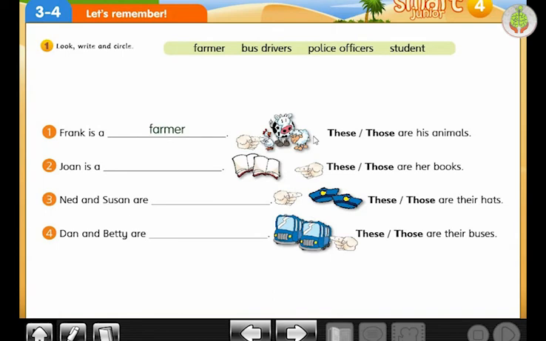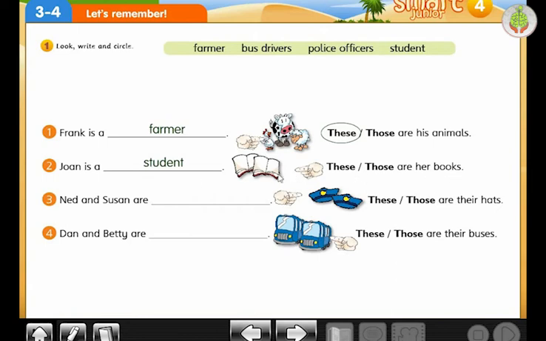He's a farmer. So, do we say these or those are his animals? Look, they're close. So, very good. These are his animals. Number 2. Joanne is a student. These or those are her books?